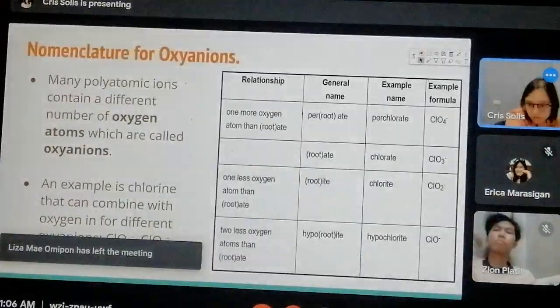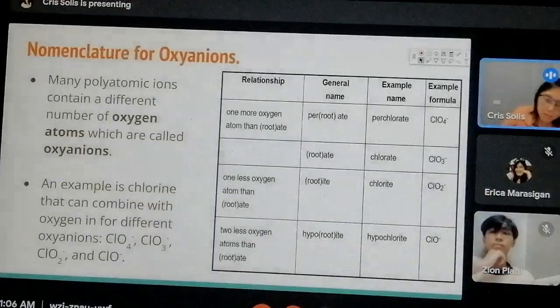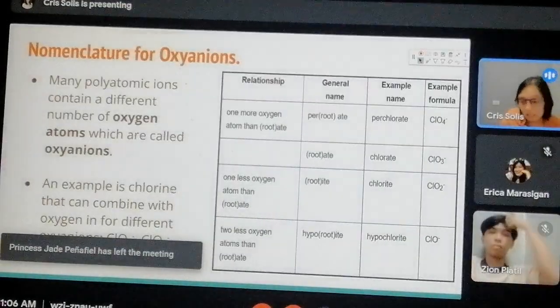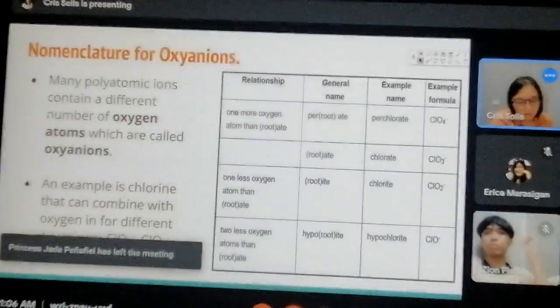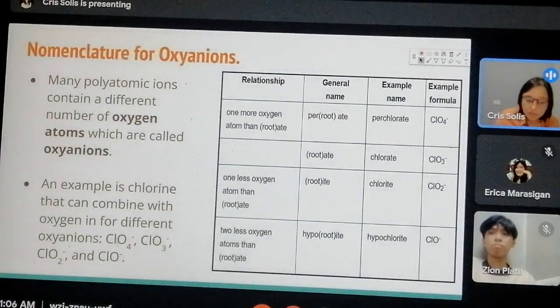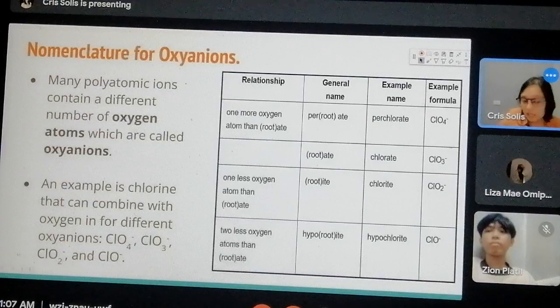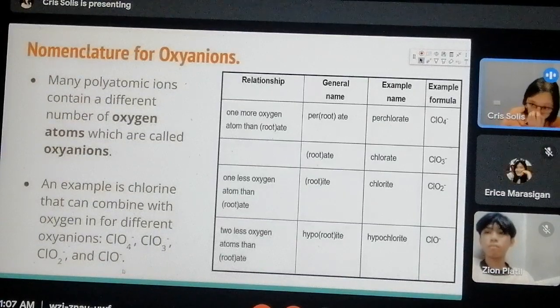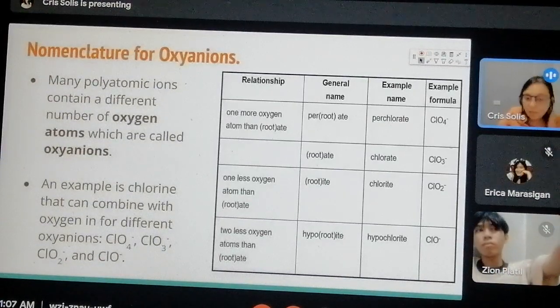Oxygen atoms. Kaya siya oxyanion. So example natin dyan, si chlorine. Chlorine has 4 oxyanions. You have ClO4, ClO3, ClO2, and ClO. So how are we going to name them?